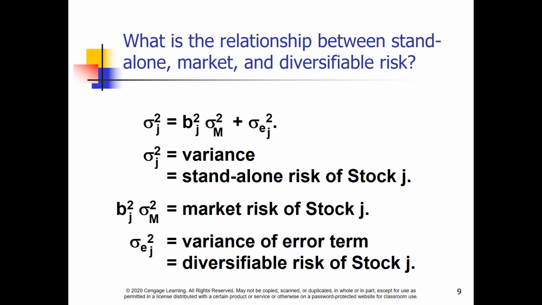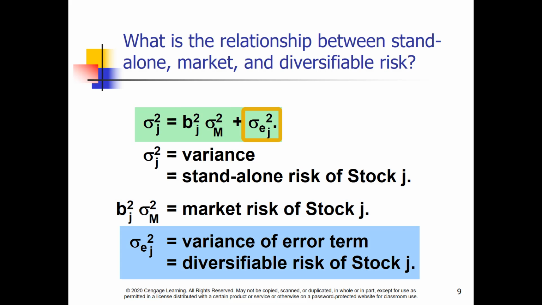In Chapter 6, we looked at total or standalone risk versus market and diversifiable risk in terms of standard deviation. Here we're going to use variance. Broken down into components, we see the overall risk of an asset depends on its market risk plus an error term representing the diversifiable risk.